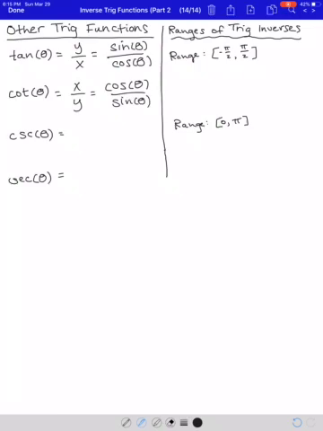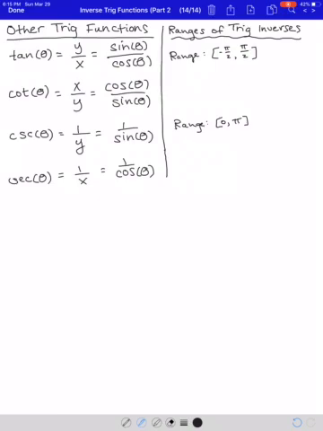Our cosecant function, remember that's 1 over y. So that's going to be 1 over sine of theta. And then secant of theta is 1 over x. So that's going to be 1 over cosine of theta. And well, what we would like to do is come up with their inverses. And in particular, we want to know what are the ranges. What kind of angles are we going to get out as our answers?